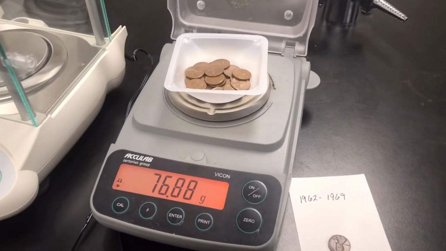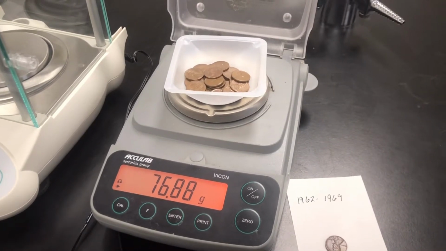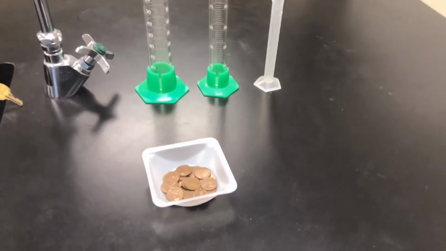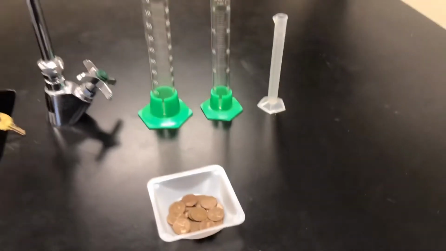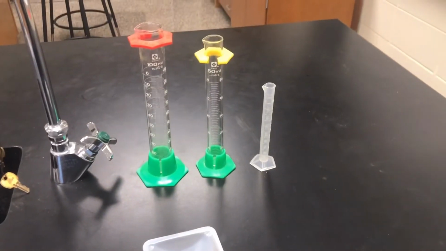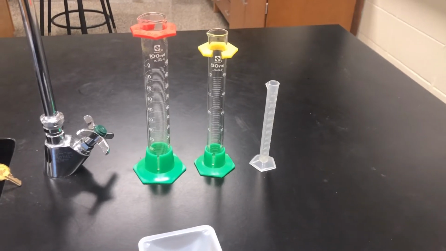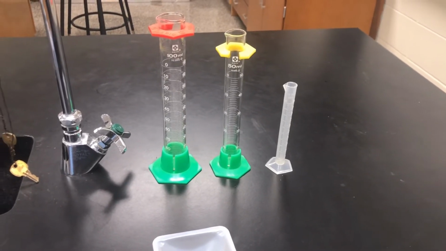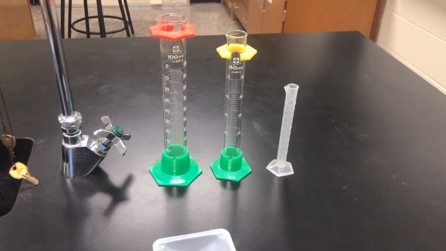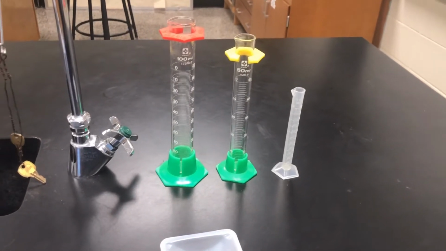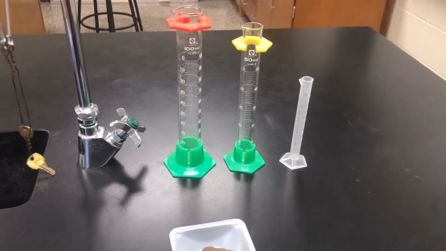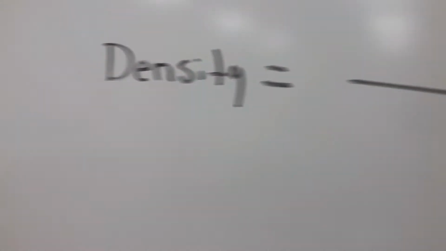So hopefully you got your data here. And here we go. We're going to try to get the volume of these pennies. To get the volume, we're going to use the volume displacement method or the change in volume method. And we can use either the 100 milliliter, the 50 milliliter, or the 10 milliliter to get the volume. And of course, we've got to go over a little bit about how to read the meniscus, and actually not just reading the meniscus, but actually showing the numbers.